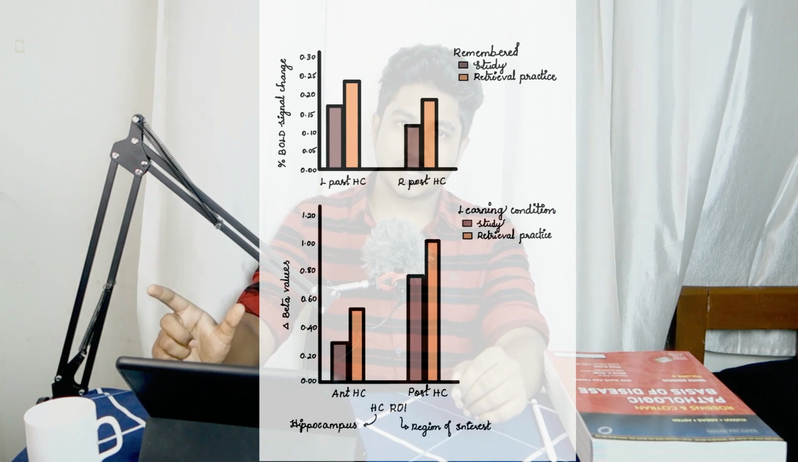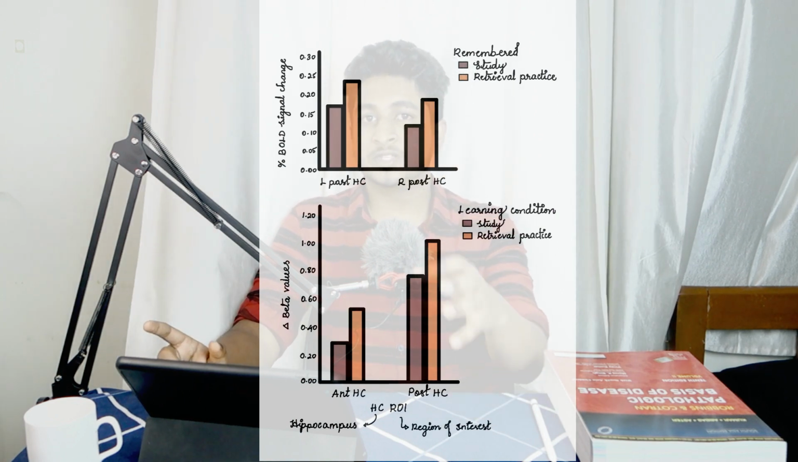It was found that there was a significant increase in the BOLD signals in the left and right posterior hippocampal regions, which says that retrieval practice activates the areas of the brain more effectively than the traditional methods, and hence your quality of learning and memory retention is relatively higher than with traditional study methods.